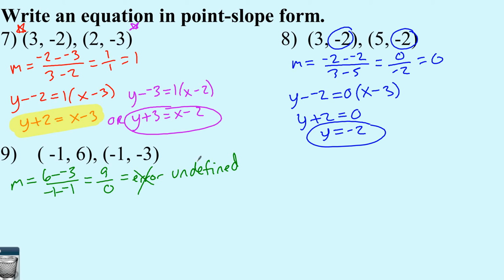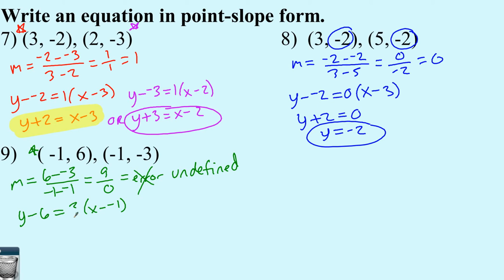How does that equation look again? I don't know. Let's plug it in. We get y minus 6 equals our undefined slope. Well, how do we do that? Okay. X minus -1. What does that mean? Undefined. That's not a thing. So, we can't use this equation.